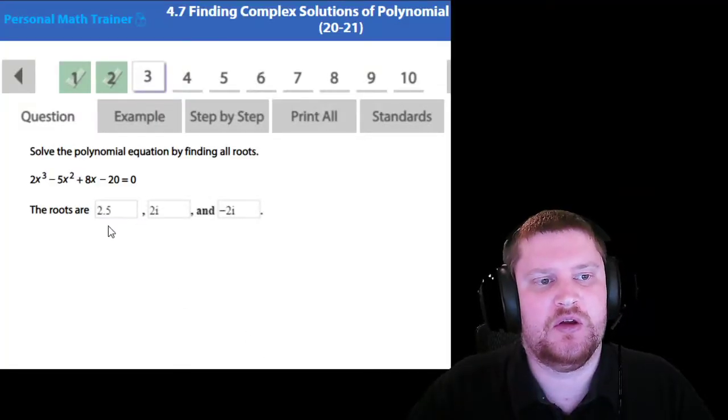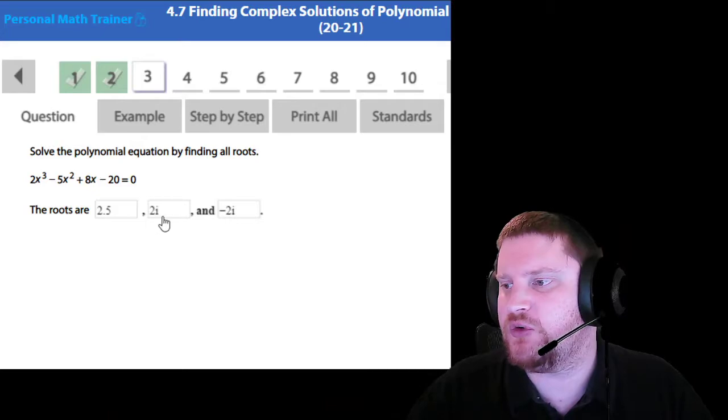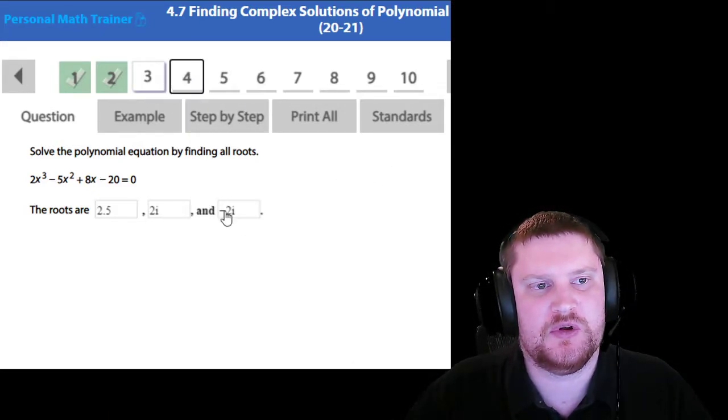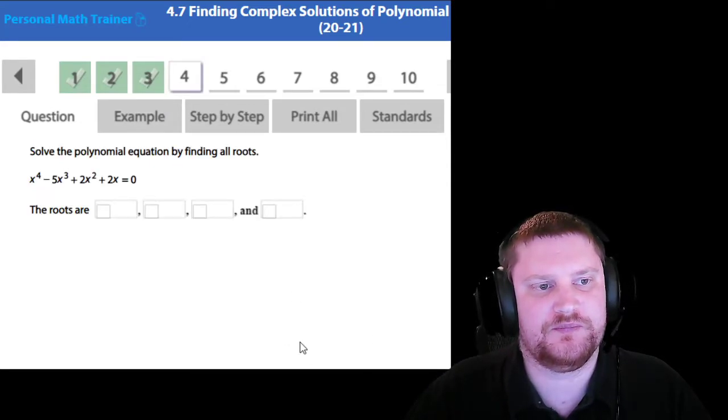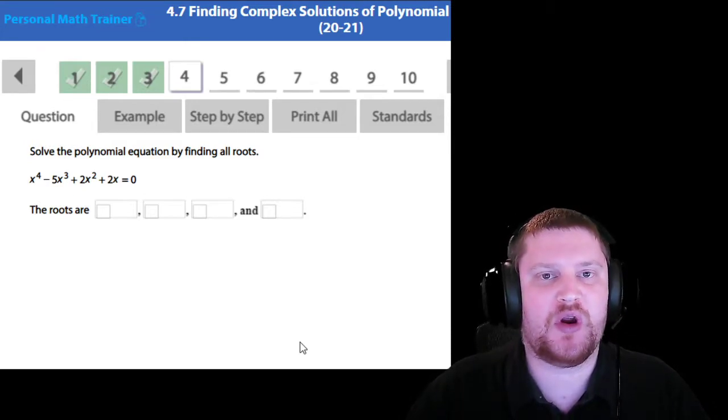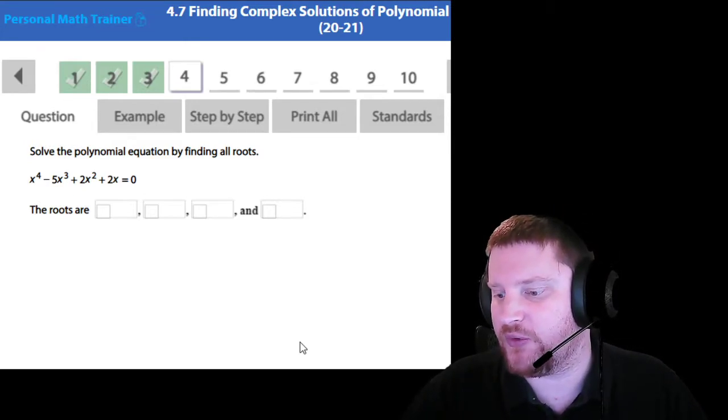Oh, I didn't guess that was correct. I'm sorry. 2.5, 2i, negative 2i is correct. So moving on to the next question. Again, very similar question, but this time we're actually going to have to factor out a couple of roots first. So let's go to Desmos.